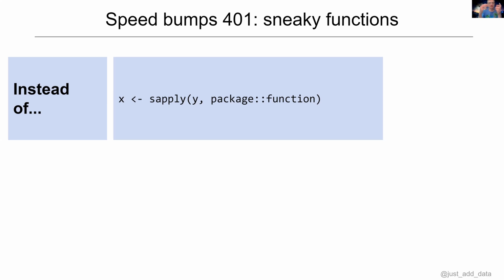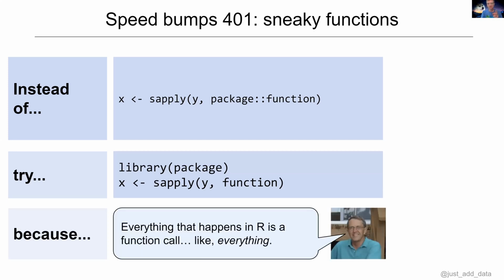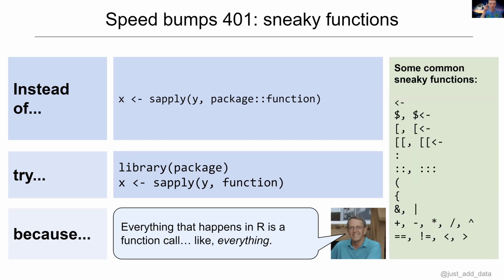So here in this top block, we're looping over some vector y, and we're calling a function from a package with the canonical package name double colon function kind of syntax. Actually, that is not the optimal way to do that from a speed perspective. The best way would be to load the package first and not call the namespace directly with the 2 colons, because everything that happens in R is a function call, even those 2 colons. That's also a function call. A lot of sneaky functions.